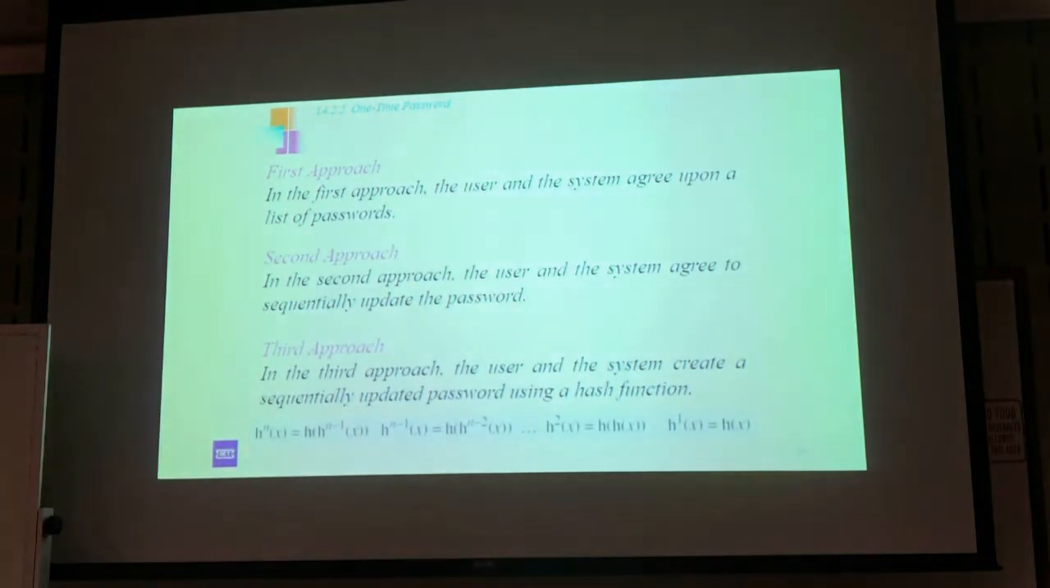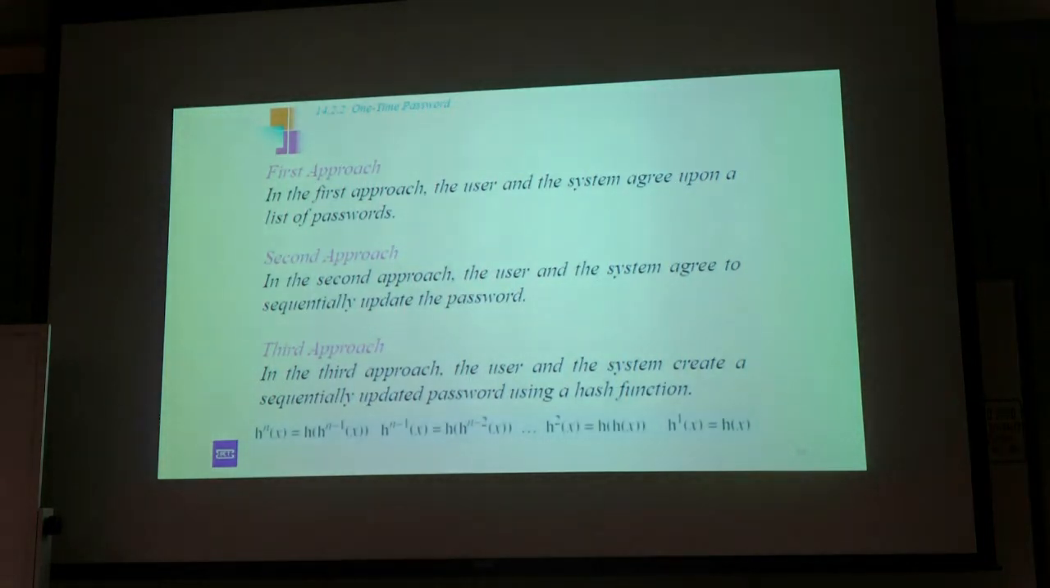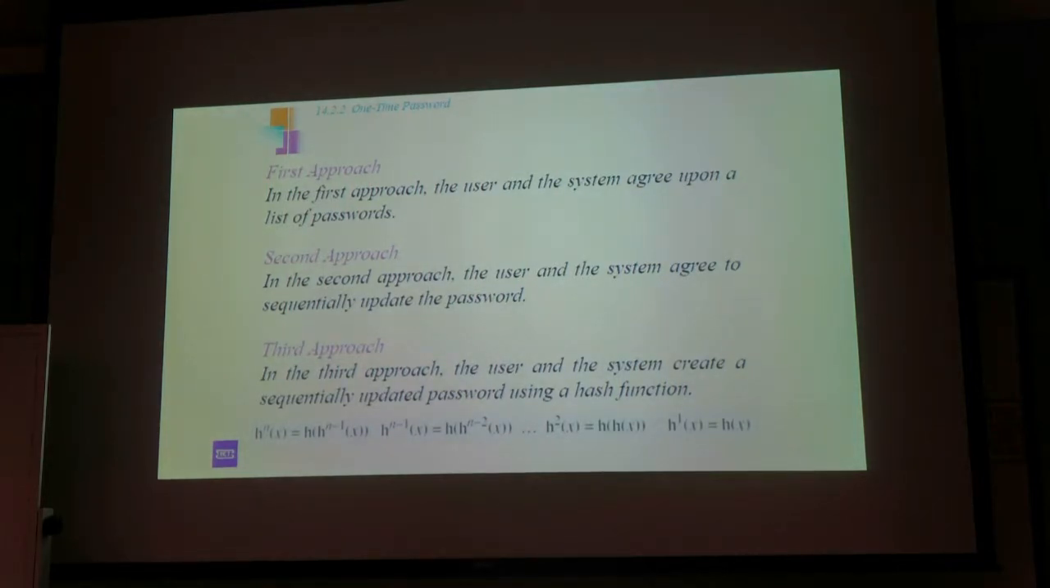All right. So now for the one-time password, there are different approaches as well, right? Okay, in the first approach, the user and the system agree upon a list of passwords. So let's say you and me, we agree on 100 passwords. So we know the first time you communicate, you use the first password, the second time the second, then the third, the fourth, by agreement, right? Okay. So is it practical? It's possible, but it's not practical, right?